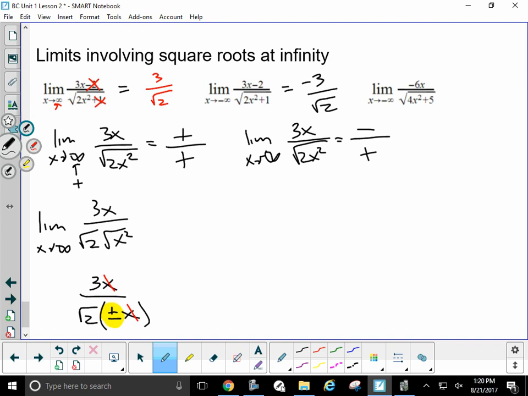Well, the square root of x squared we said was x, so it canceled with this x. Oh, okay. So this is the same one as that. Yep.